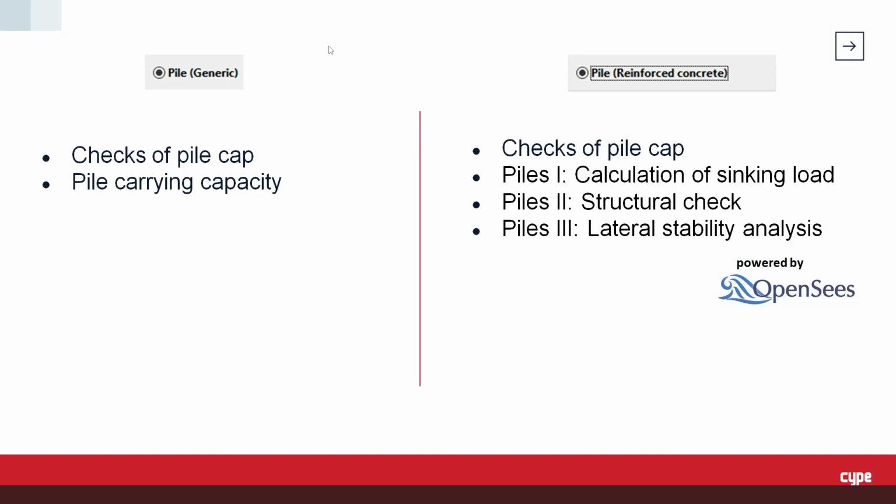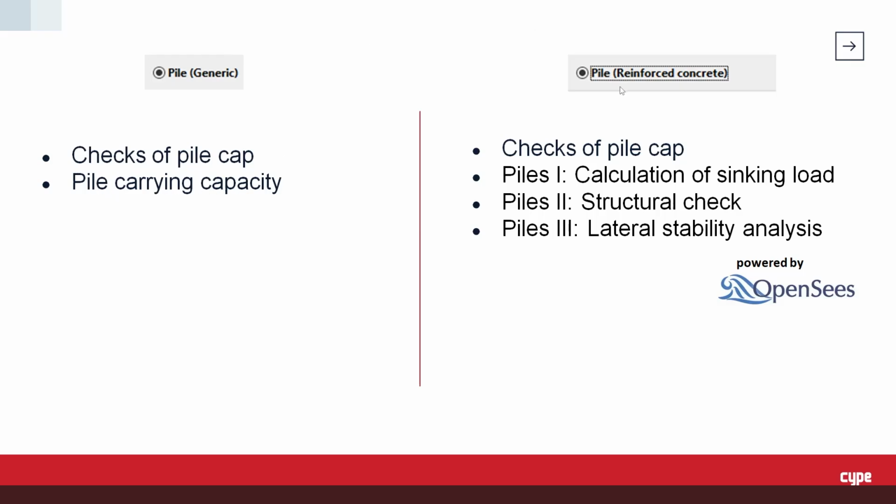The differences are that pile generic has been around for a long time in the software. This is the previous option that we had, and it checks the pile cap, but it doesn't check the pile except for its carrying capacity. So this type of analysis of pile generic will only carry out the checks for the pile cap, and only one check for the pile, which is its carrying capacity.